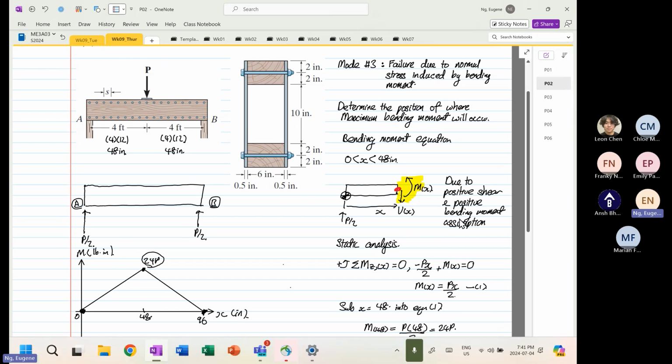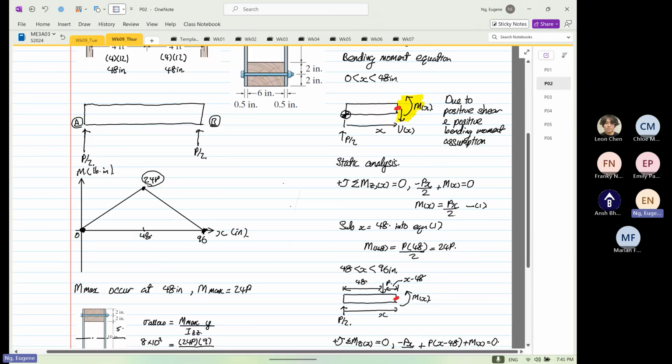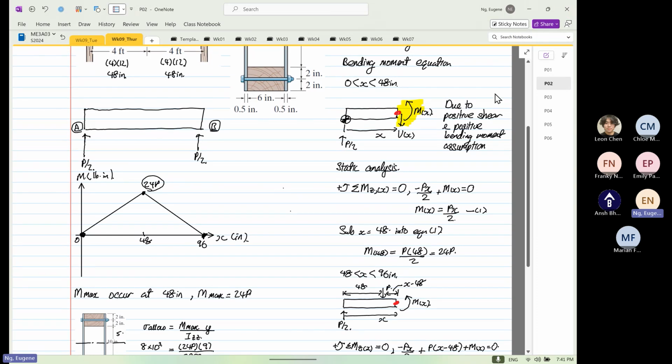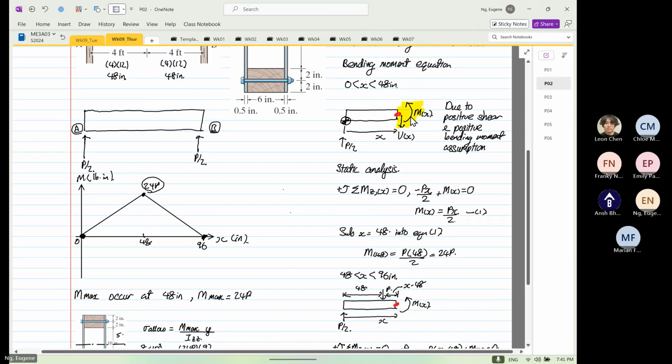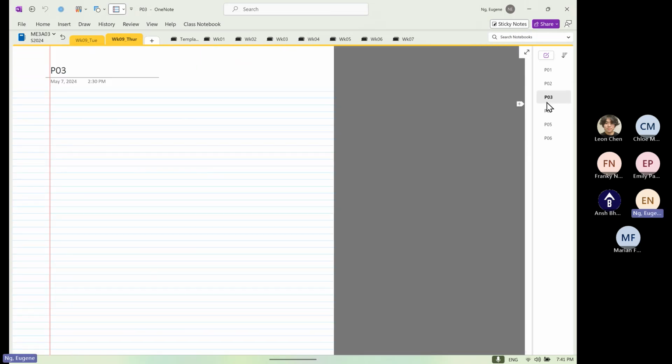Before I carry on with the next two examples, anyone, any questions so far regarding this problem? Okay, I don't hear anything.